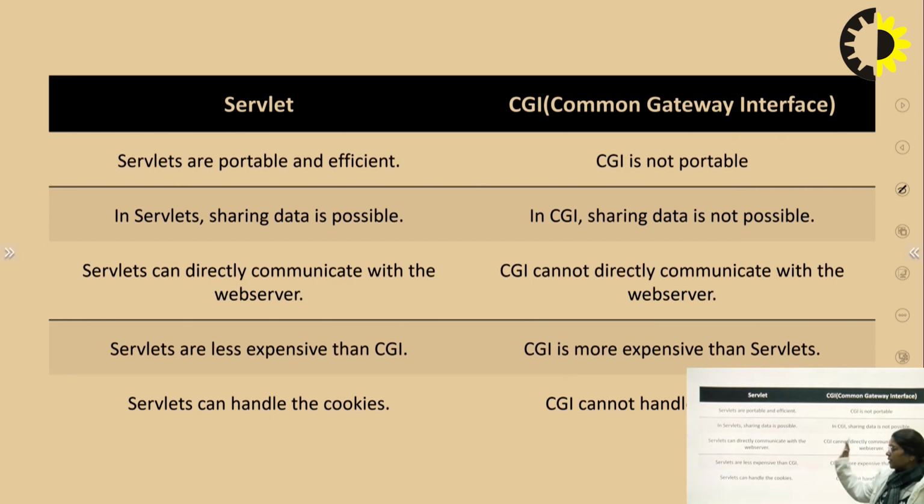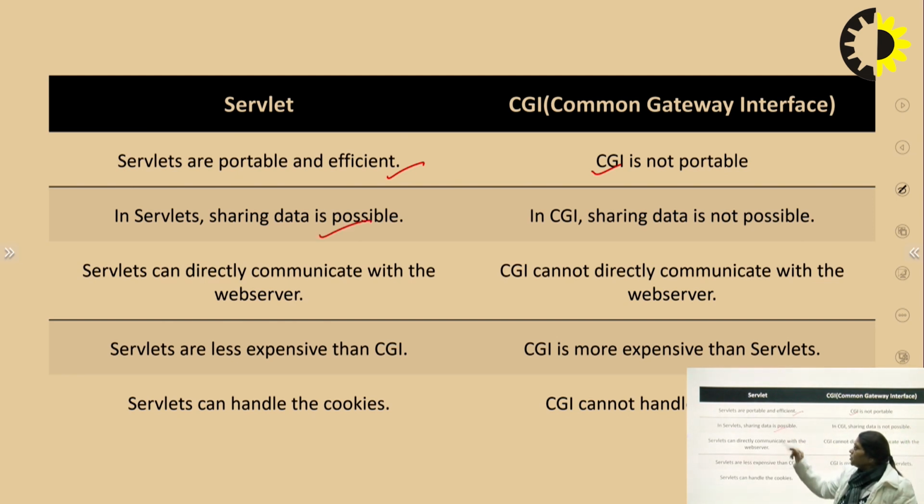So there is a difference between servlet and CGI. Servlets are portable and efficient in nature, while CGI is not portable, because servlets are written in the Java language, and CGI is written in C or C++. So CGI is platform dependent, while servlets are platform independent.